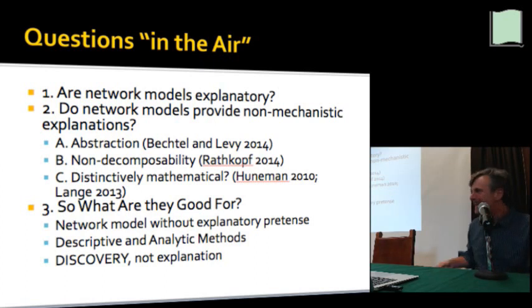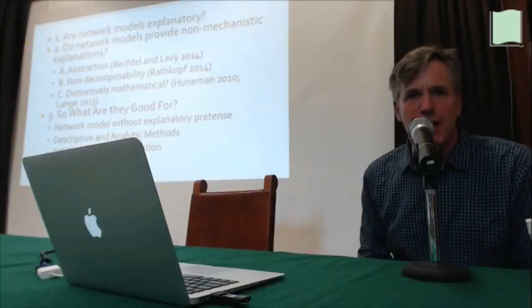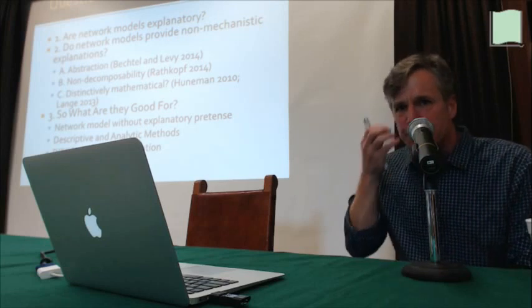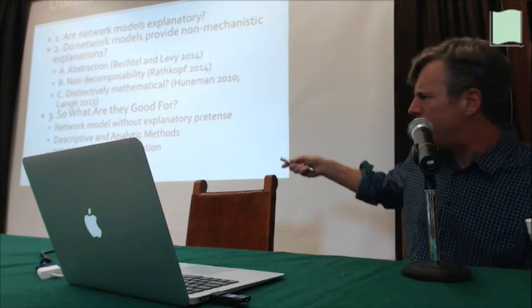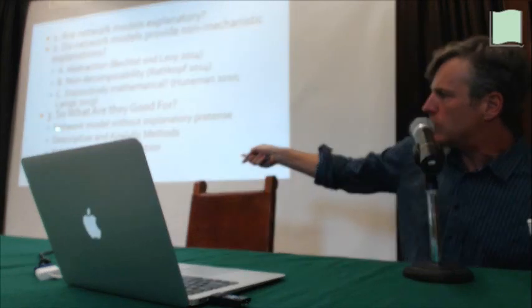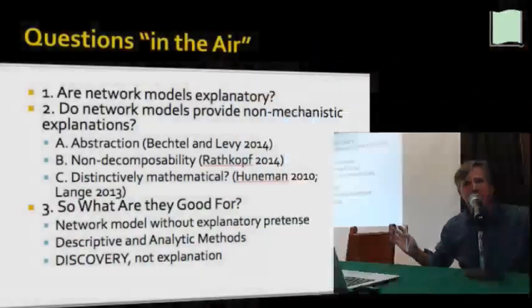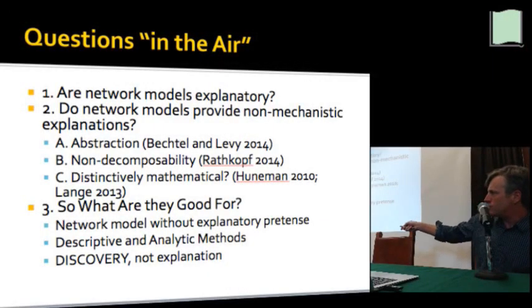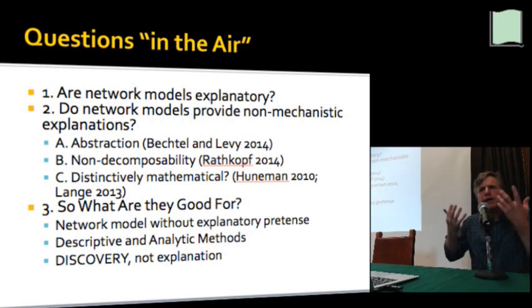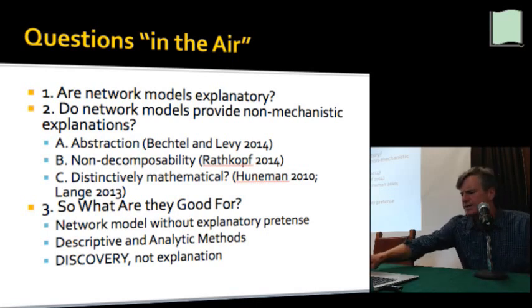So what are they good for? I'm a huge admirer of this work. I have tremendous respect for the people who do it. And I think that what's really going on here is that network models, I'll show you an example of a network model that nobody thinks does any explanatory work whatsoever. And then I'll describe how they use it to analyze brain anatomy and how they use it as a tool for discovery, not necessarily for explanation. That's what I think is really exciting in this work, how to discover the organization of complex mechanisms.